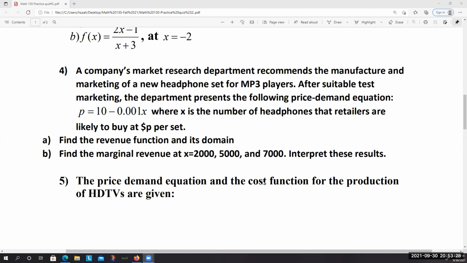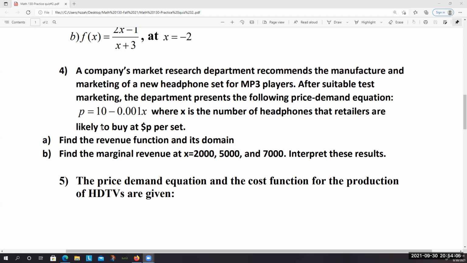I read through it and explain it, then I go and do it. Now, for this type of function, they are not going to give you the revenue function directly. They are going to give you what we call a price demand equation. This is going to be the price and demand x, the number of items. When the demand is high, they increase the price.